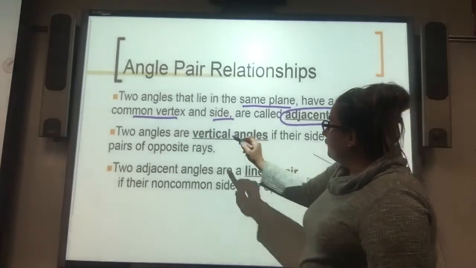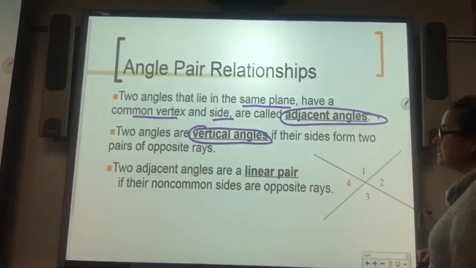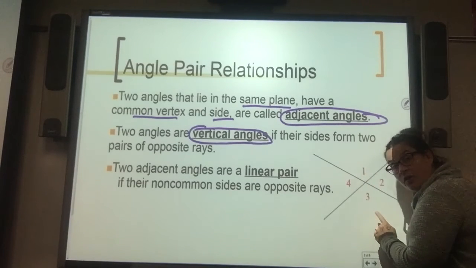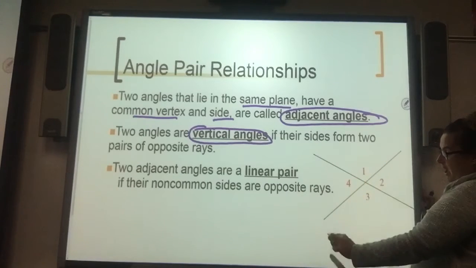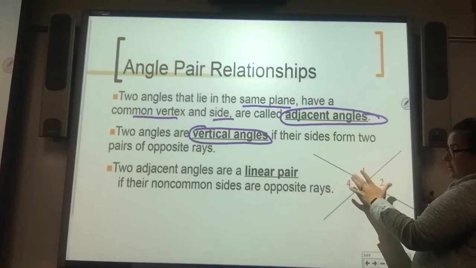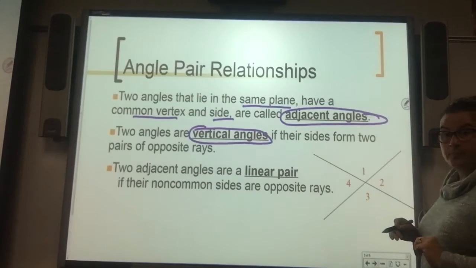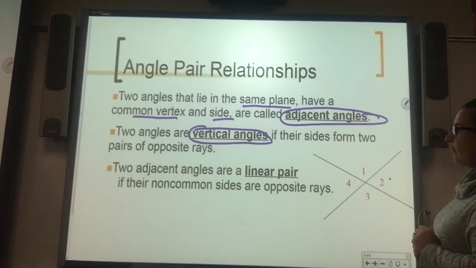Two angles are vertical if their sides form two pairs of opposite rays. So 1 and 3 are vertical because their angles form opposite rays. These two are opposite rays, these two are opposite rays, 1 and 3 are vertical. 4 and 2 are also vertical angles.